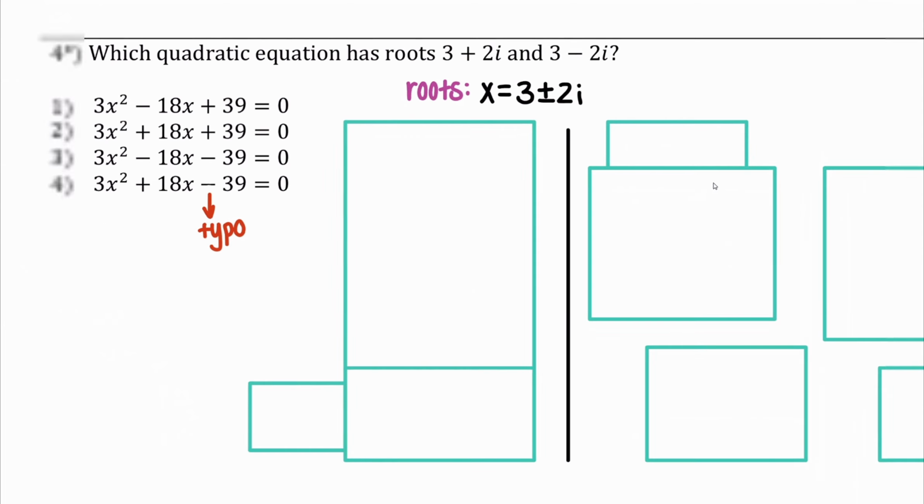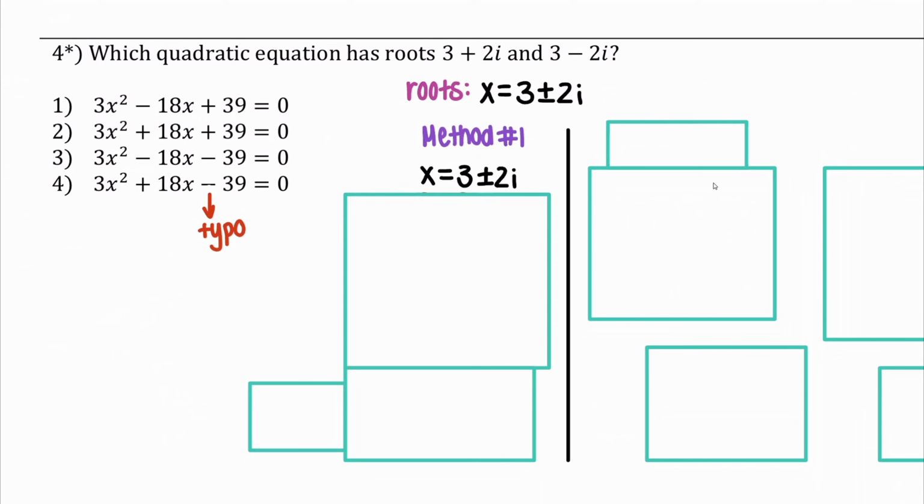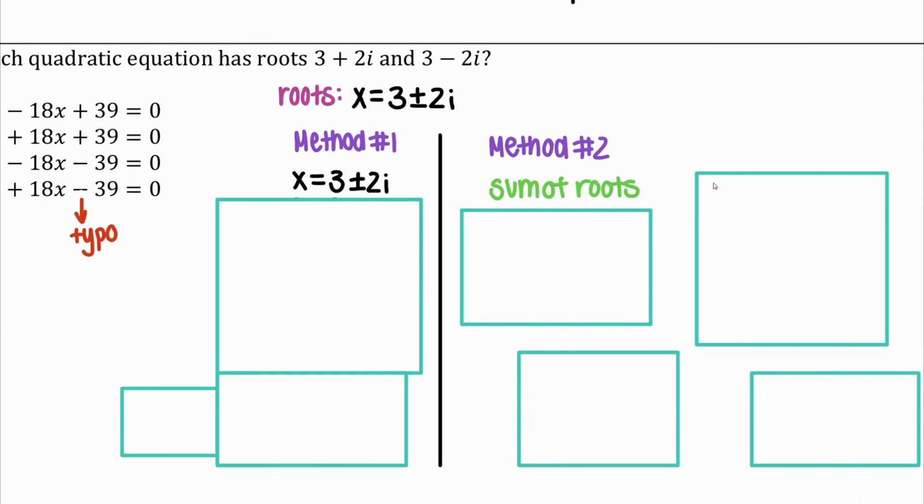We can go about this in 2 ways to determine the quadratic equation. Again, it's not time efficient to find the solution of every single one of these equations. It's just not worth it. So what we can do instead is either reverse the solving of x, or we can find the sum and product of the roots and use that information to find the equation.